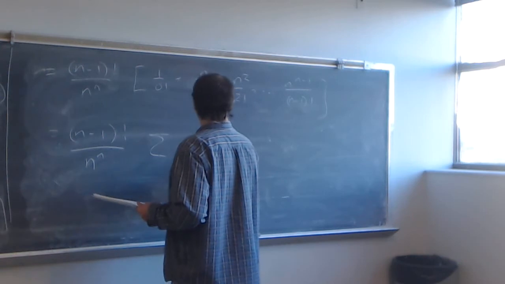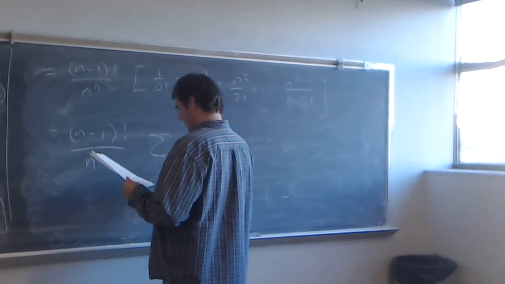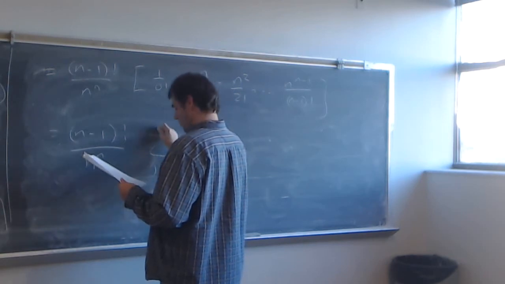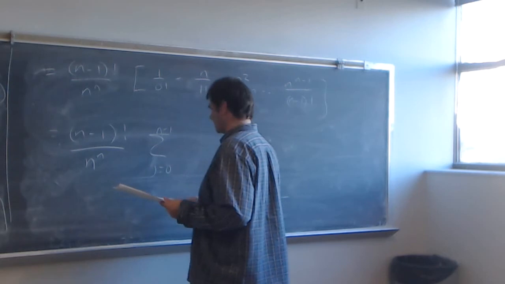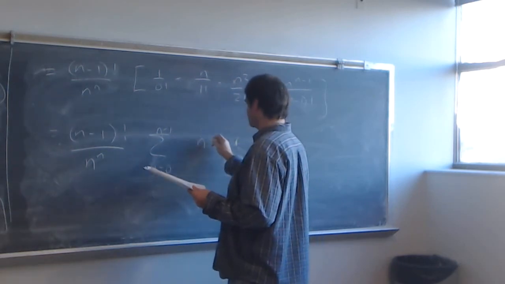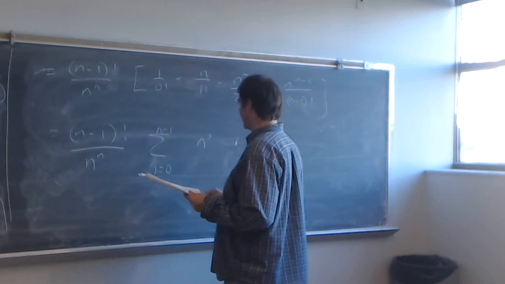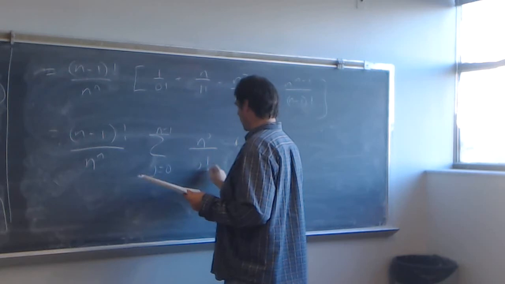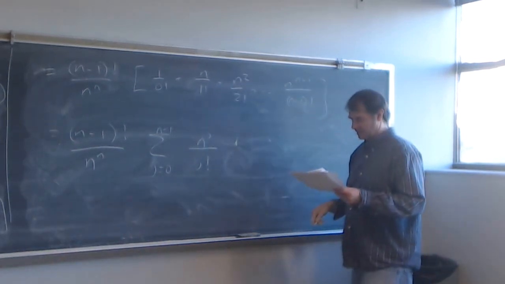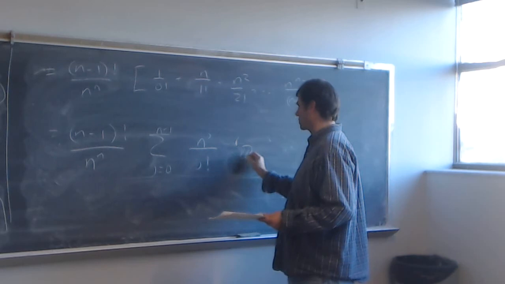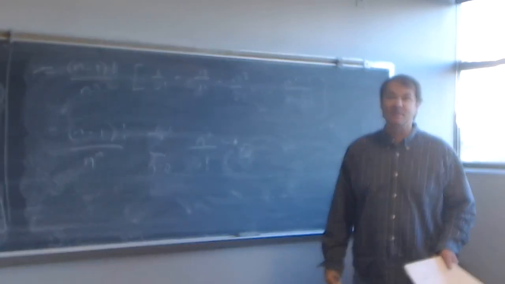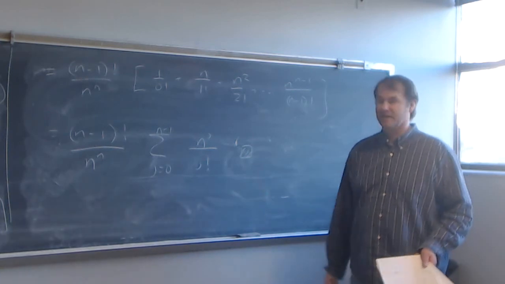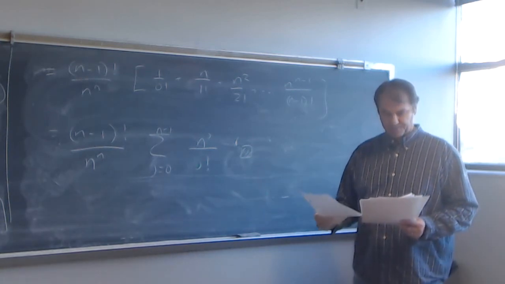Here this sum is nothing more than the sum as j runs from 0 to n minus 1 of n to the j over j factorial. So that's what this could be rewritten as. And that's the way we can leave our answer. That's the way our book does it. So that's the probability that a random graph is connected. It depends on the number of nodes that it has, and that's what we get.